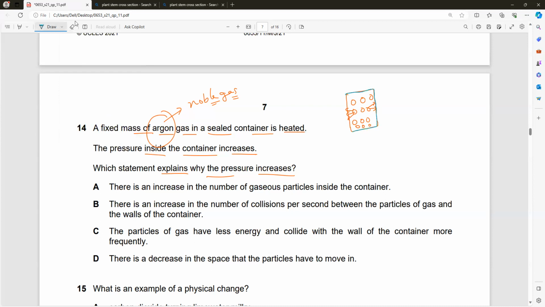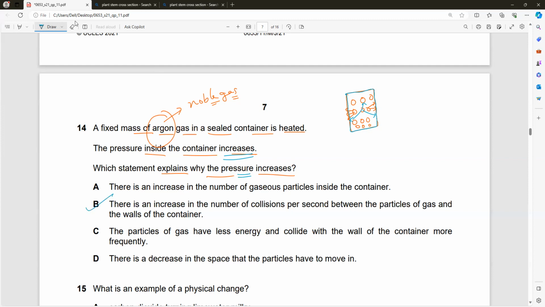Walls of the container, based upon the number of collisions only, the pressure of a gas will be decided. So when we keep on heating, what will happen? The temperature and kinetic energy of the particles increase, so the collisions among themselves and the collisions with the walls of the container increase. So that's why the pressure also increases. Because the number of collisions increases, automatically the pressure rises.